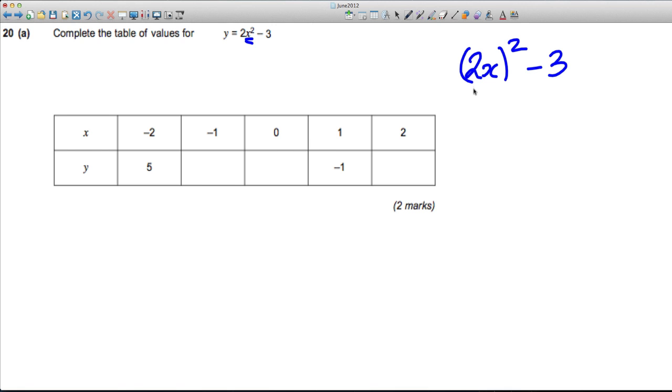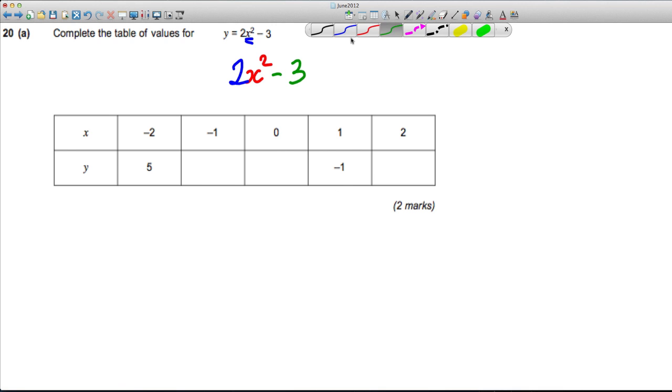If that was the case, the 2x would be in brackets. Remember BIDMAS here. BIDMAS says brackets first. There are no brackets. It says indices next. So you must do your x squared first, then you double it, and then you do your subtraction. Okay, so let's do that here. Let's check how this works.